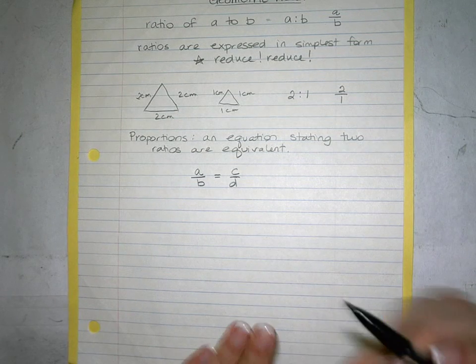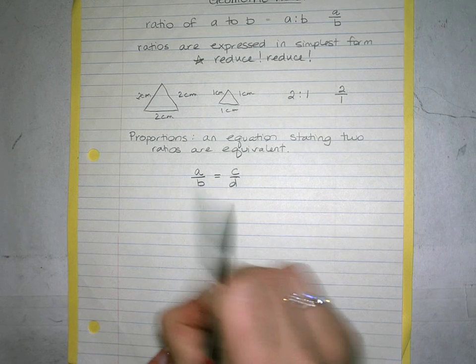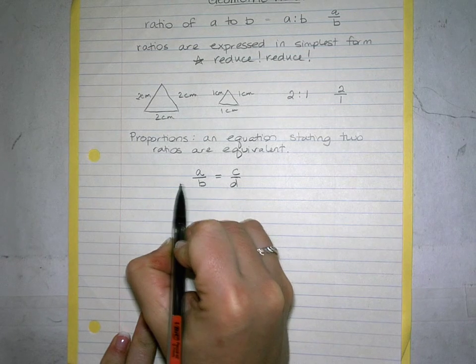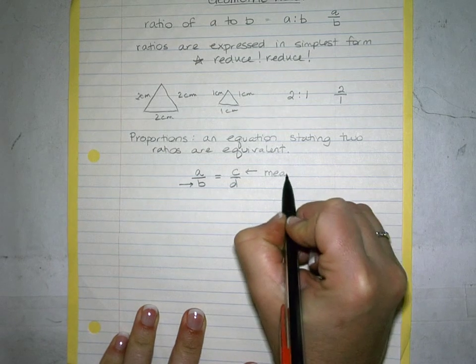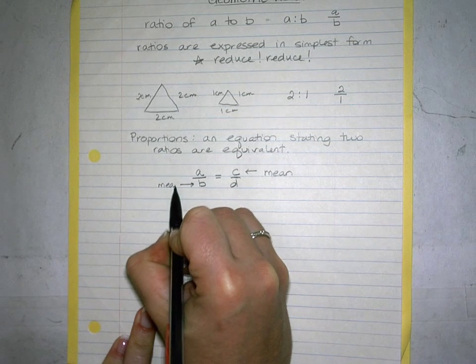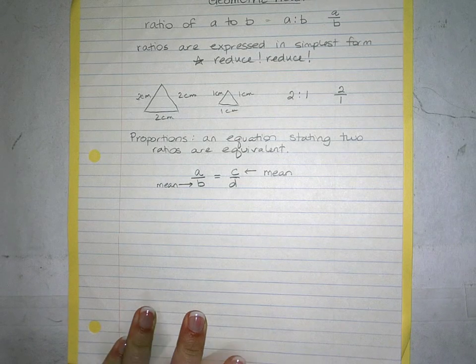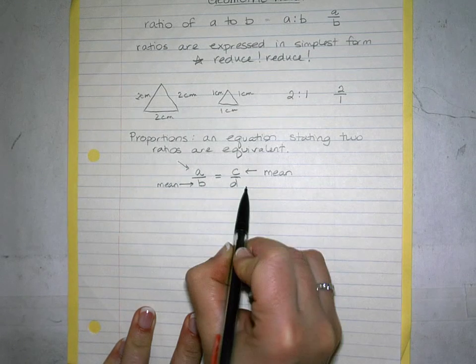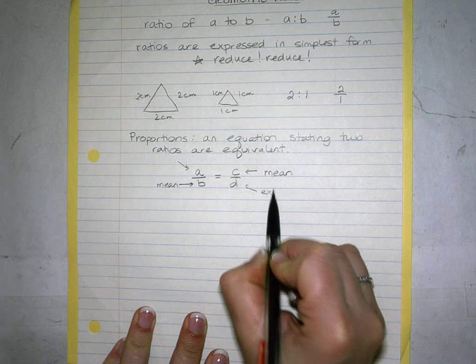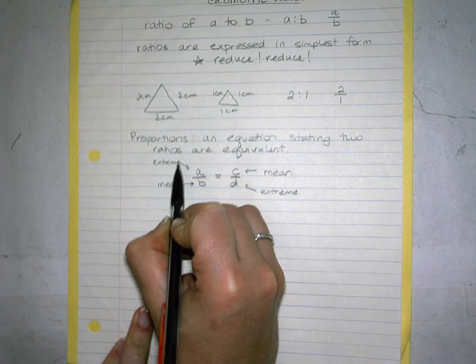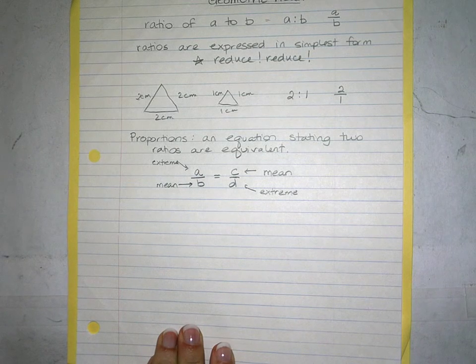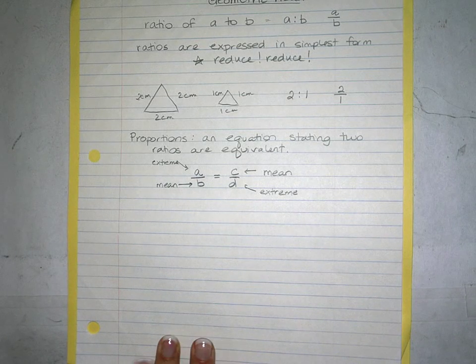Now in geometry, well in math, these positions have names. This position and this position right here are called the means. That's a mean and that's a mean. And then this position and this position right here are called the extremes. And that may be new. Okay, and we're going to need that when we deal with something called the geometric mean.